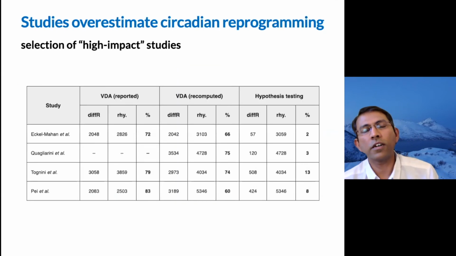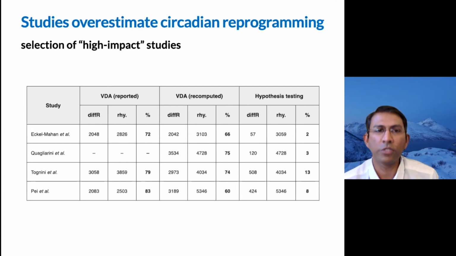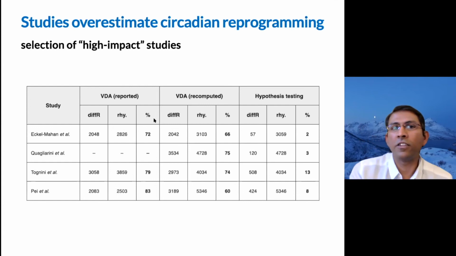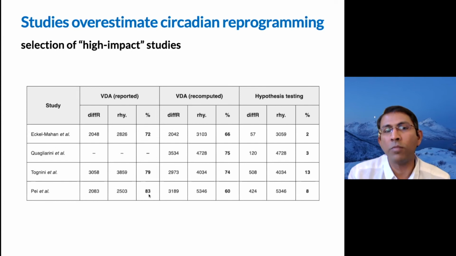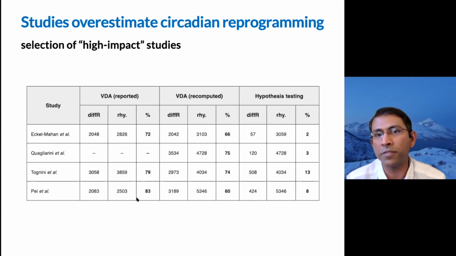So in this work, we also went back and reanalyzed these high impact studies that use this erroneous Venn diagram analysis. And you can see here the first column in bold is the reported fraction of circadian transcripts. So these are all transcriptomic data sets. They showed that more than 70% of the rhythmic transcriptome was altered by their treatment, which involved, for example, a high-fat diet or a ketogenic diet or modification of certain cellular pathways.